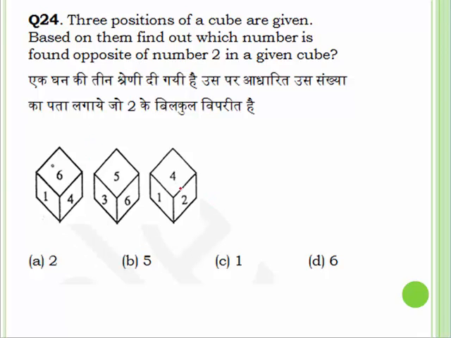Question 24. We have to find out the opposite of 2. With 2, 1 and 4 are present. The same 1 and 4 are present, so the remaining numbers are opposite to each other. 2 is opposite to 6.